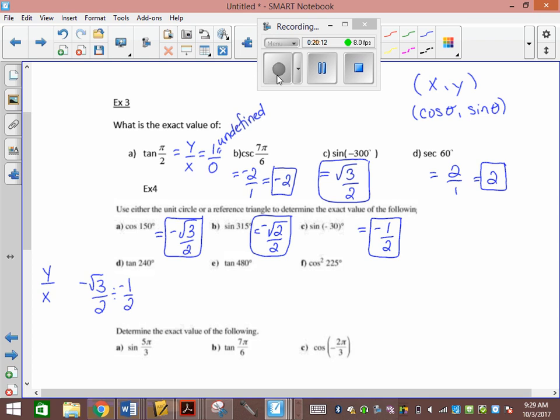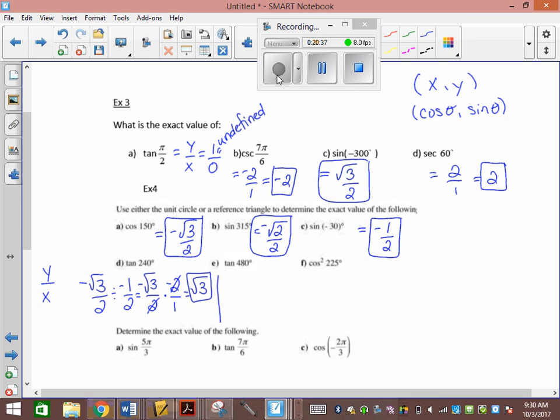When we divide fractions, we multiply by the reciprocal. So negative root 3 over 2 times negative 2 over 1. These cancel, and we're left with positive root 3. So it's not ridiculously harder. It's just that you can't just go right there and pick it off. Okay?